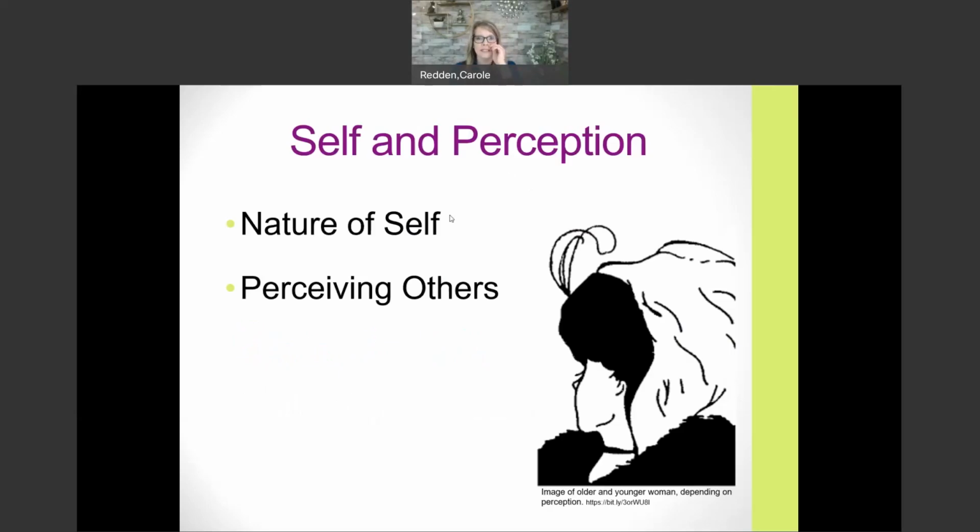So, the first slide that you see here is not from our textbook. It's a picture of what could be seen as either an older woman or a younger woman, and it's available online. And the point of the picture, which I usually talk about in class, is to ask, which do you see? Do you see the older woman or the younger version?